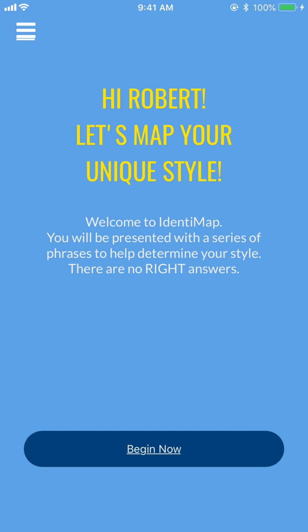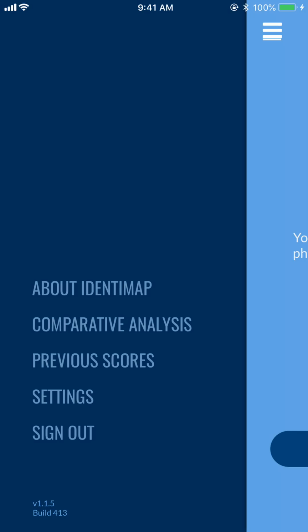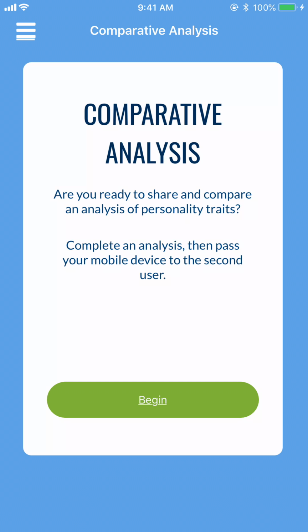First, go up to your hamburger and click on the hamburger. It will open, and you see you have several options. Then click on comparative analysis, and you can start. It's pretty straightforward. I'm going to give you an example that I use. For example, I'm interviewing a marketing person.